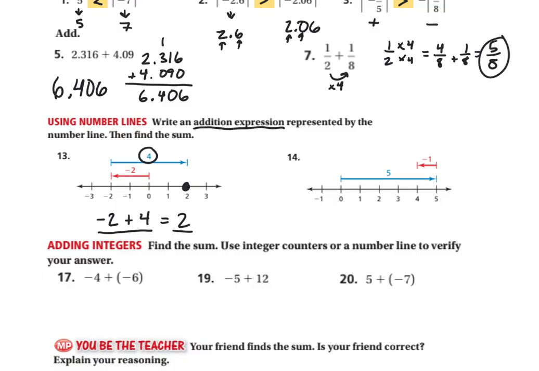My expression here, I start by going all the way to 5. So I know 5 is my first number. It's always an addition expression because that's what my directions tell me to do. Next, I'm going to go backwards 1, or I'm going to add -1 to it. There's my expression. My sum puts me at 4.